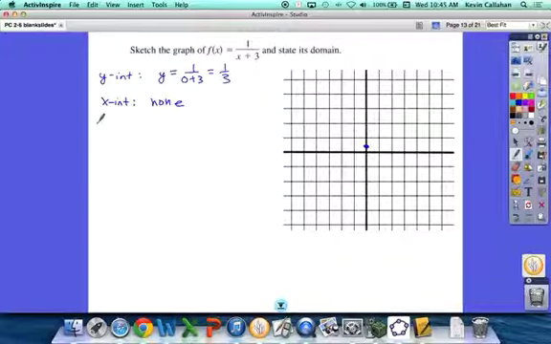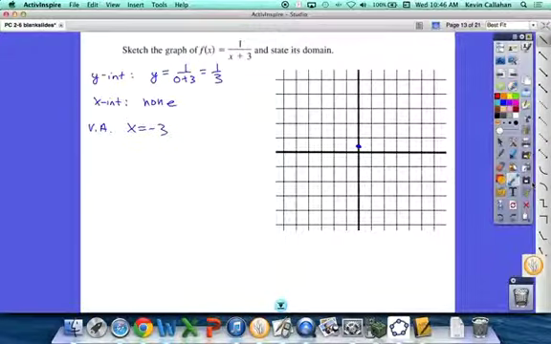Okay, vertical asymptotes. Well, how do you find the vertical asymptotes? The zeros of the denominator. Okay, what's the zero of the denominator? X equals -3, right? So let me sketch that one in there. That is a line. I'm going to make it red. I'm going to make it dashed. And that's probably good. X equals -3.